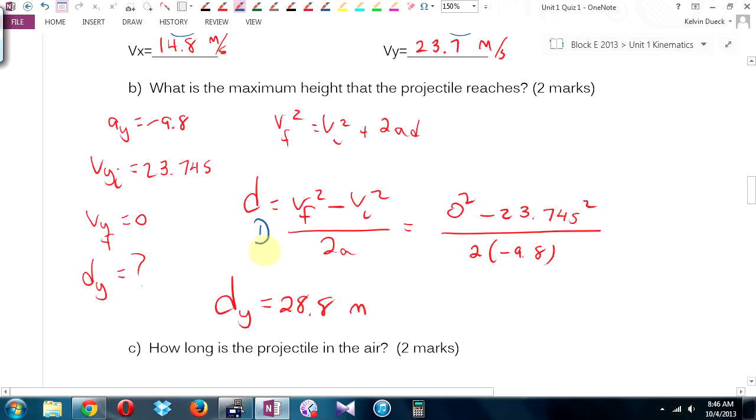Otherwise, I would give you 1 mark if I saw that equation, a half mark for the numbers plugged in, and a half mark for the answer.